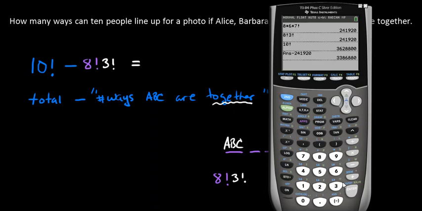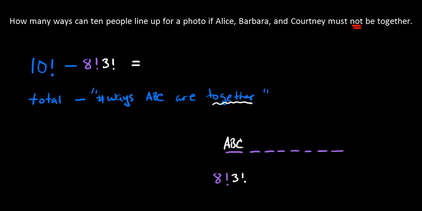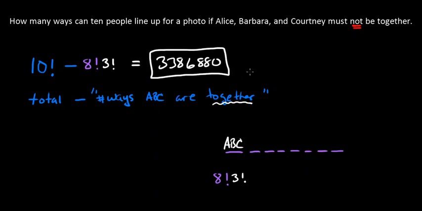So 3,386,880, or roughly 3.4 million. And to be clear, these are the ways the girls can be apart or not together when everybody lines up for a photo.